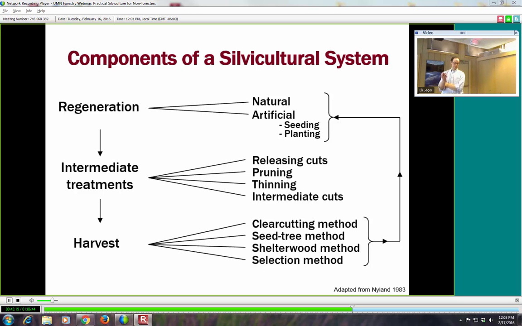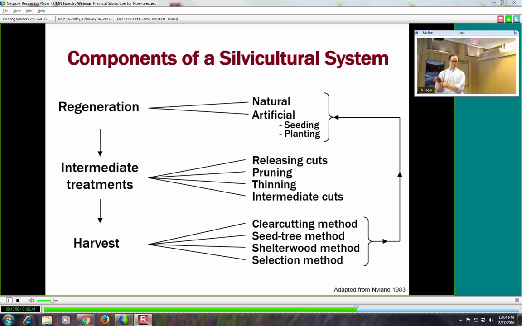Release, well, I mentioned releasing the vegetation in a shelterwood. Pruning, thinning, various kinds of intermediate cuts can all be considered intermediate treatments. The big difference between an intermediate treatment and a harvest is the intent. An intermediate treatment certainly can be commercial, meaning that it generates net revenue, but the intent of an intermediate treatment is to improve the quality or productivity or growth, however you define quality or productivity of that stand, rather than to regenerate the stand.